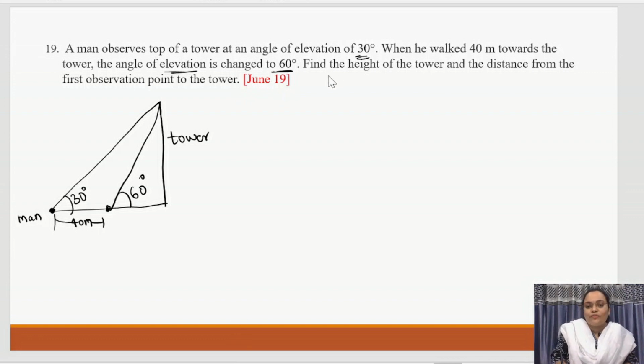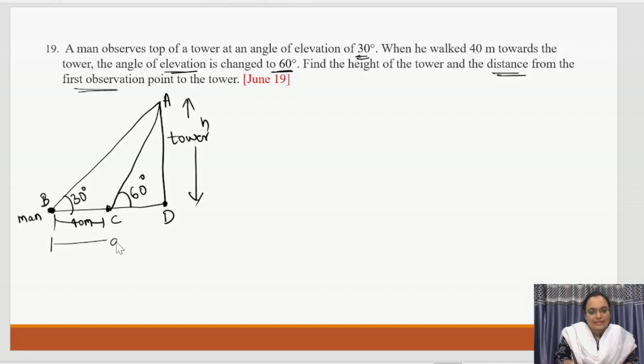We need to find the height of the tower. We need to find this height of the tower. A, B, C and D. Then we need to find the distance from the first observation point. Which is the first observation point? It is from point B to point D, to the tower. So this is the distance. We need to find this distance.